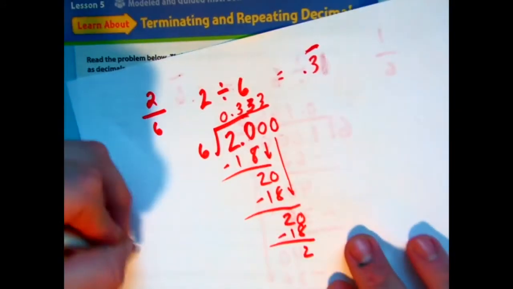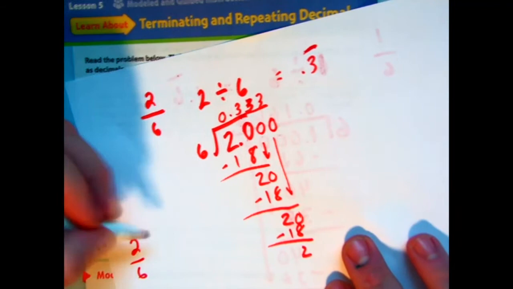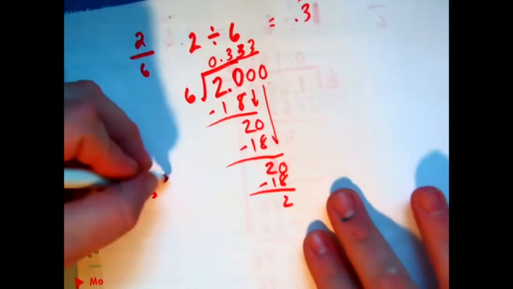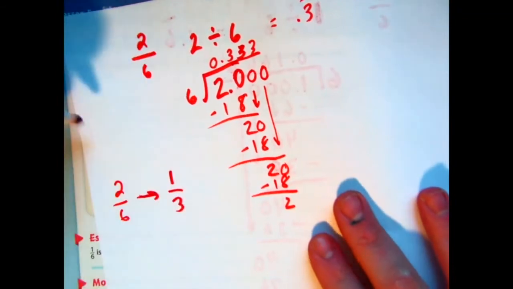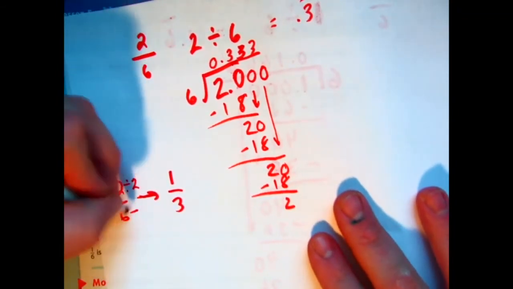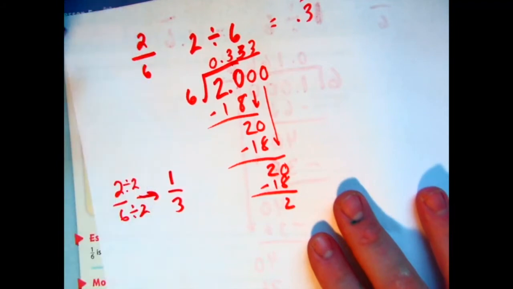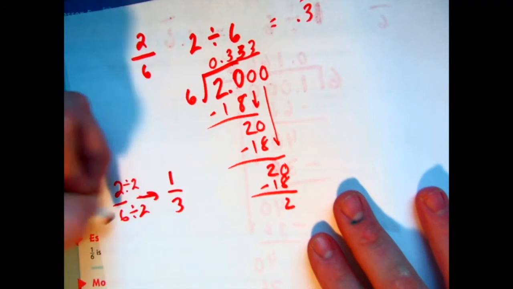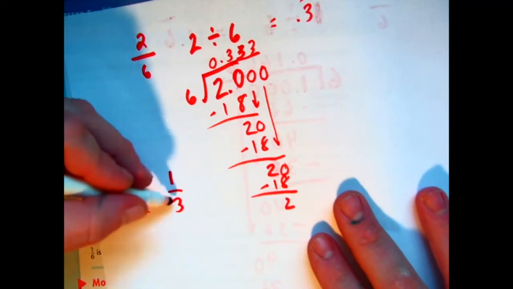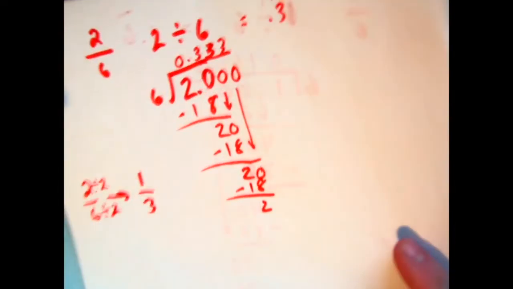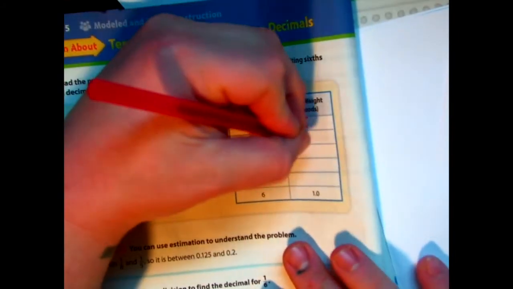Now 2/6 can be reduced down to a similar fraction of 1/3, because I can take the 2 and divide it by 2, and I can take the 6 and divide it by 2, and I get 2 divided by 2 equaling 1, and 6 divided by 2 equaling 3. Alright? So 2/6 is equal to 0.3 repeating.